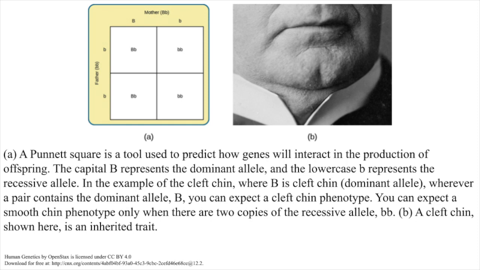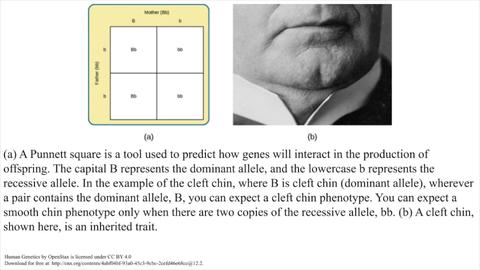When someone has two copies of the same allele, they are said to be homozygous for that allele. When someone has a combination of alleles for a given gene, they are said to be heterozygous. For example, smooth chin is a recessive trait, which means that an individual will only display the smooth chin phenotype if they are homozygous for that recessive allele, b.